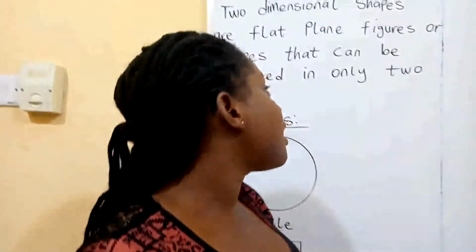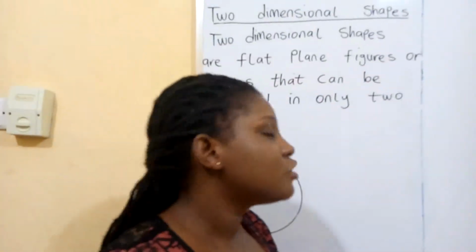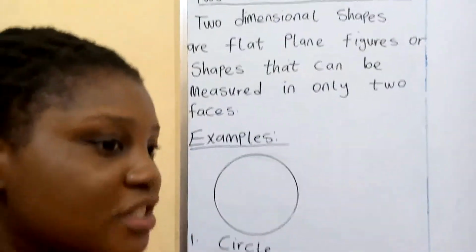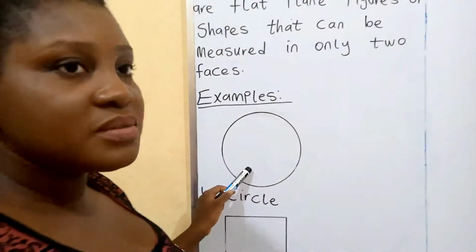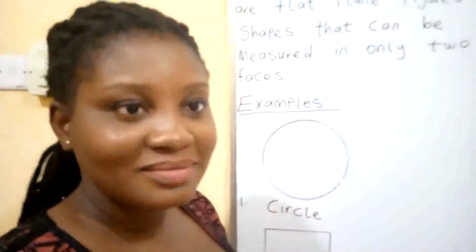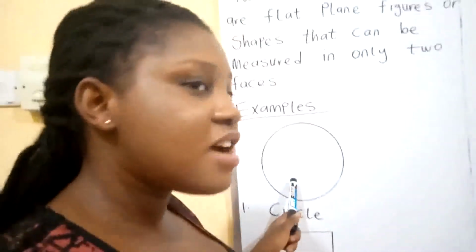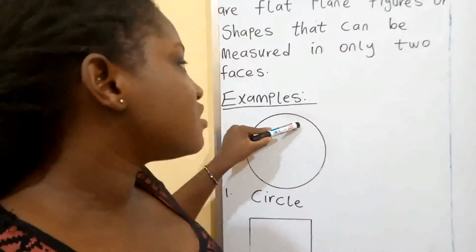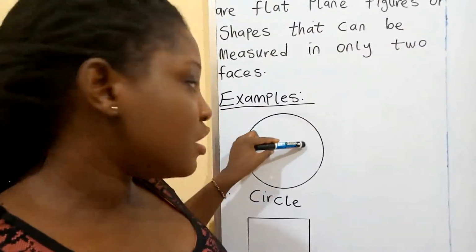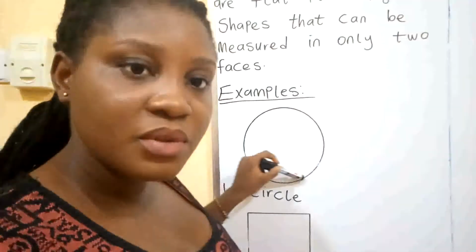Okay, so now we have some examples on the board. So now we are familiar with these shapes, isn't it? So now look at the board closely. What shape is this? Circle. Okay, so we said this shape on the board is what? Circle. What shape is this? Circle. So you can only measure it in what? Two dimensions. Either it is in the length or in the width.